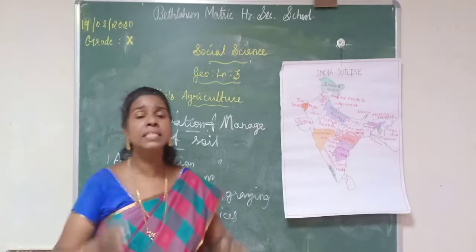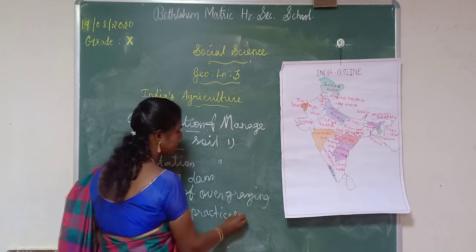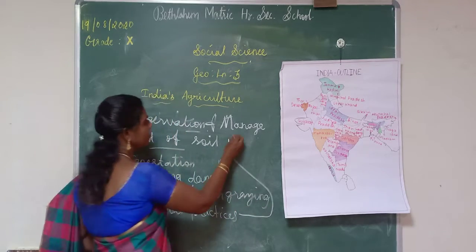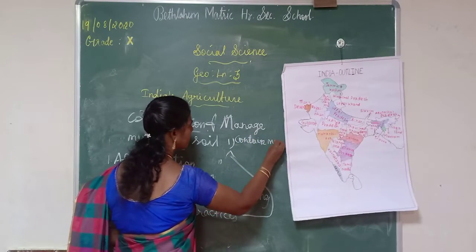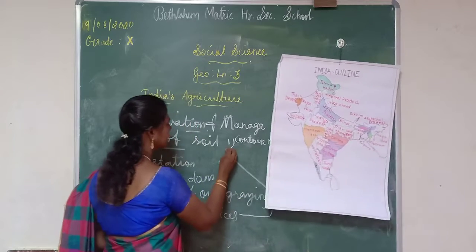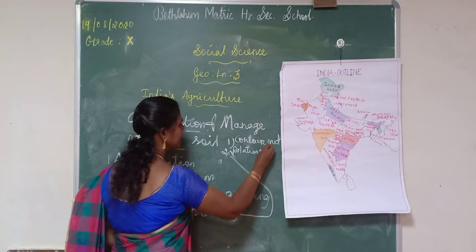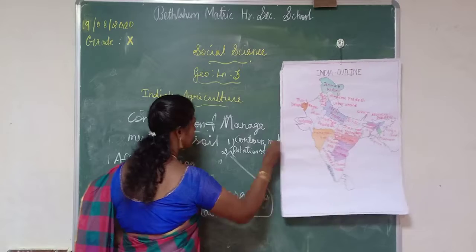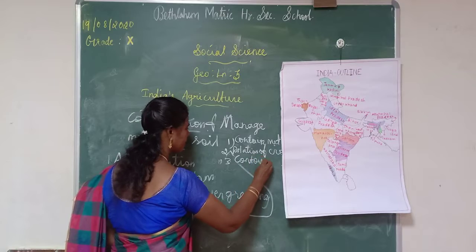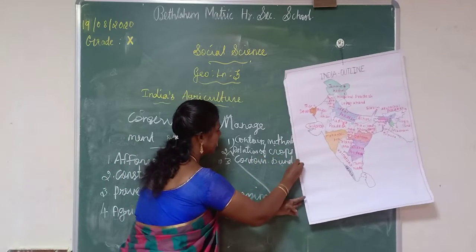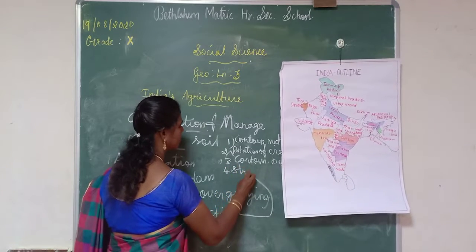Agricultural practices. There are 6 methods of agricultural practices. The first one is contour method. Second one is rotation of crops. Third one is contour bunding. Fourth one is strip cropping.